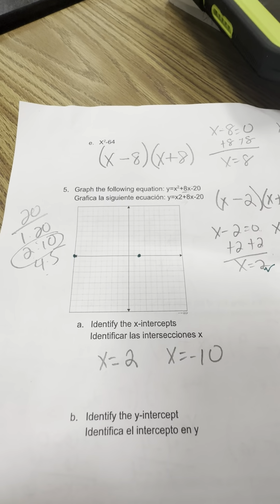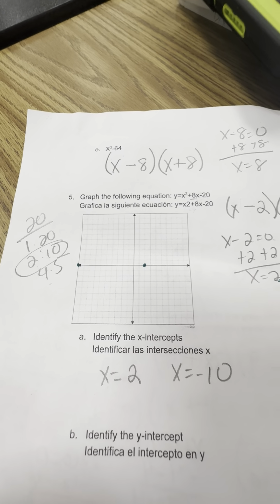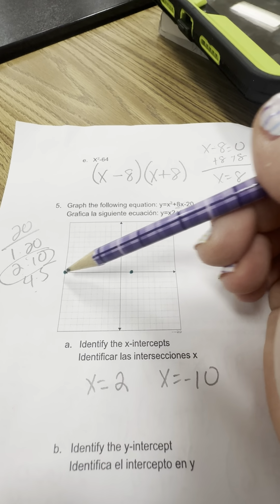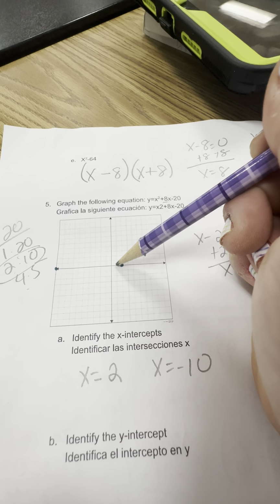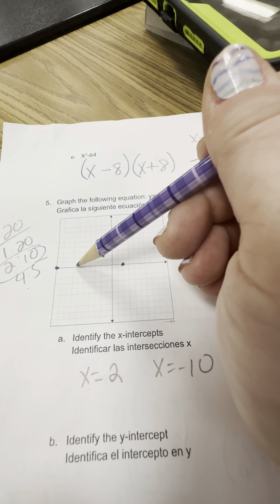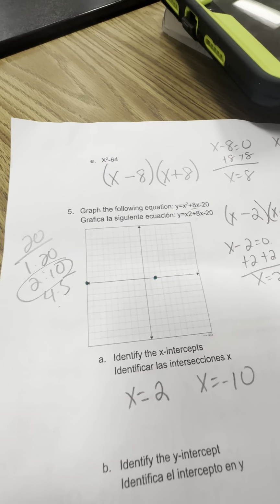Then to continue graphing, we can find the vertex. An easy way to find the vertex is to figure out how many units between the dots. So I'm going to count 1, 2, 3, 4, 5, 6, 7, 8, 9, 10, 11, 12. There's 12 units between the dots.